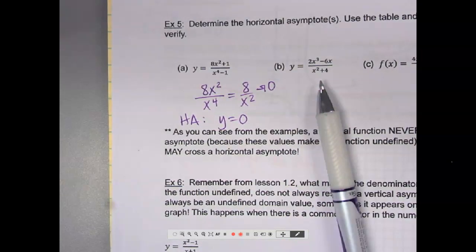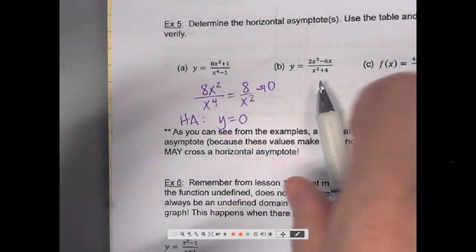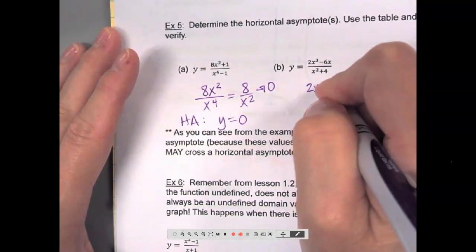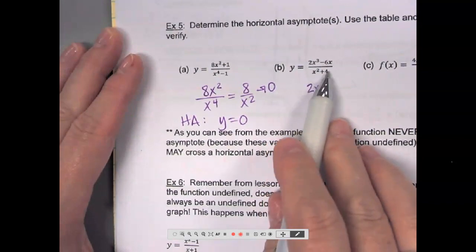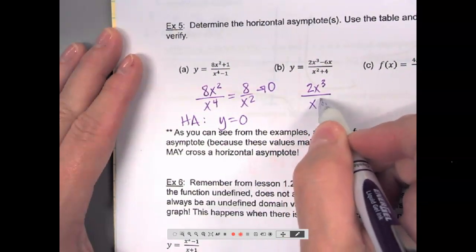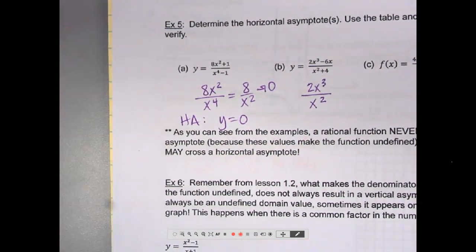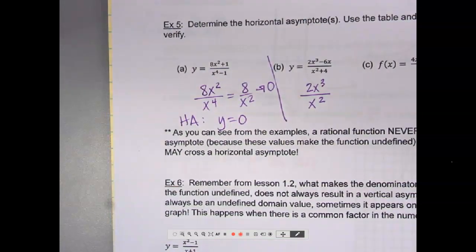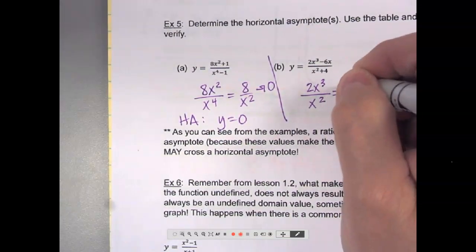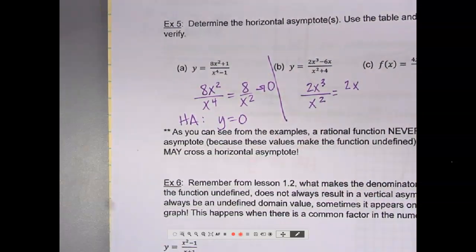Okay, look at this one. Highest degree term, like the term that's sort of controlling the numerator, is 2x cubed. Highest degree term on the bottom that's kind of in control of the denominator is x squared. Okay, if I reduce that, I get 2x. Tell me what happens to 2x as x gets bigger and bigger and bigger. It gets bigger and bigger and bigger.